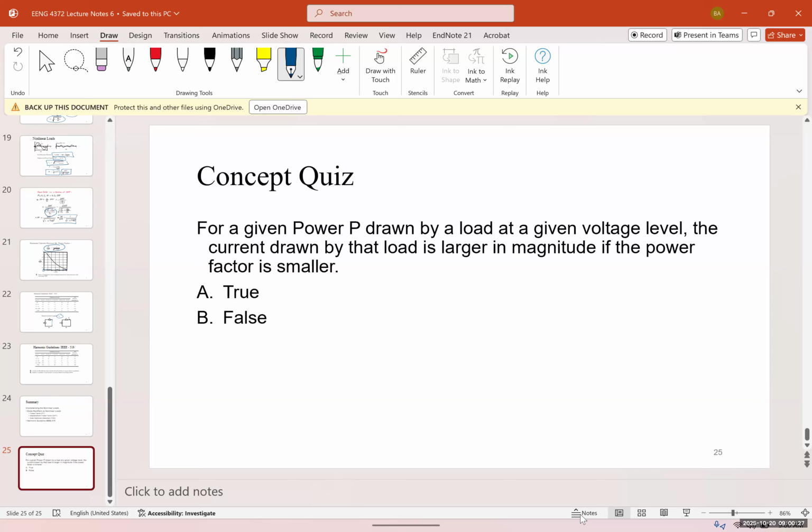So the question is: for a given power P drawn by a load at a given voltage level, the current drawn by the load is larger in magnitude if the power factor is smaller. True or false?